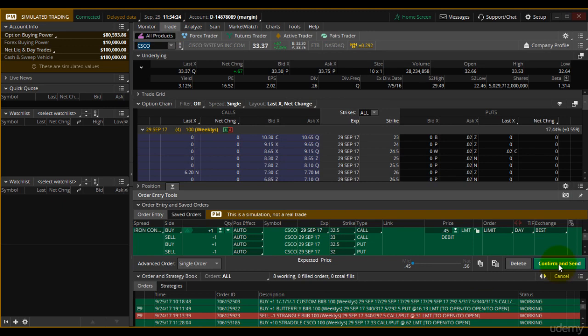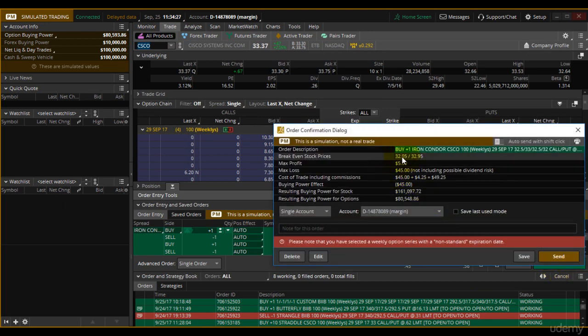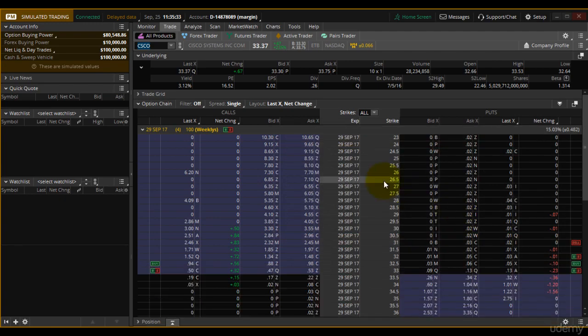Now this is it. We click confirm and send. So it shows the max profit as $5, max loss as $45, and the cost of the trade, and once you click send, it will be traded. Now let's see how it goes. Thank you.